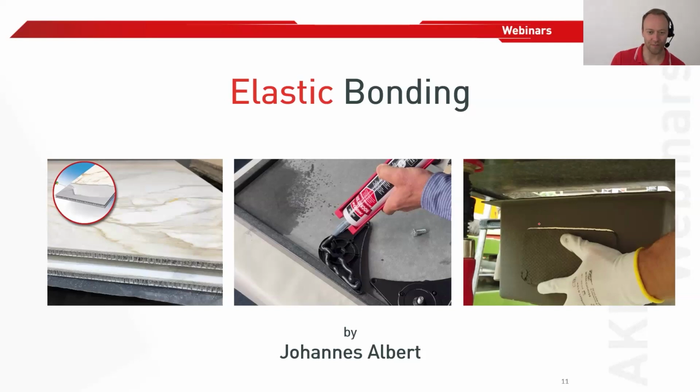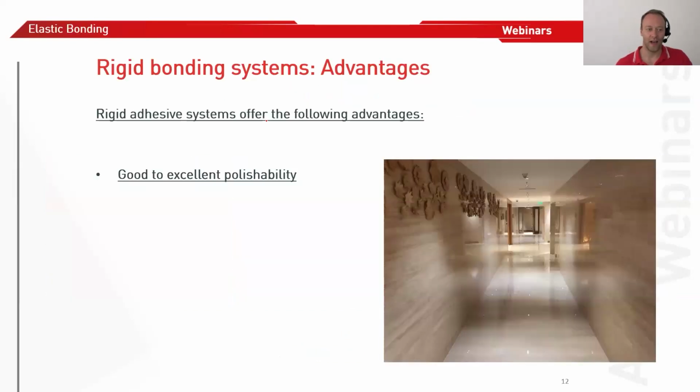Why elastic bonding? You know, we have been gluing everything for ages. Also nowadays in the automotive industry, the airplane industry, the aerospace industry, a lot of things are not screwed or held together, but glued. And mostly there, we are using elastic adhesives. To know the advantages of the adhesives, we have to know first about rigid bonding systems and their advantages, so we can differentiate them from the elastic ones.